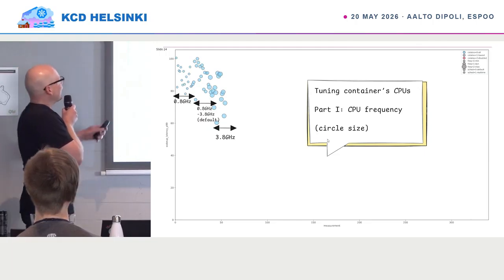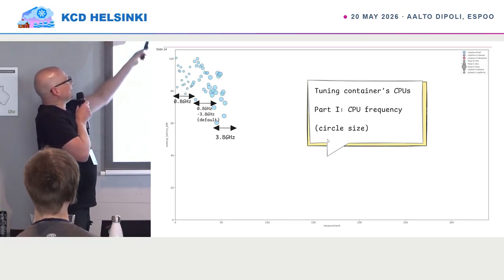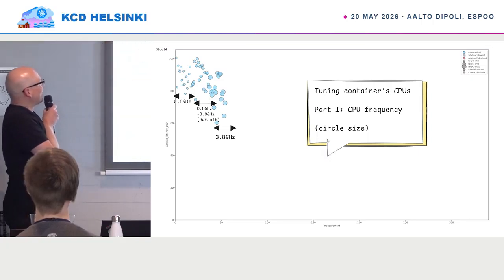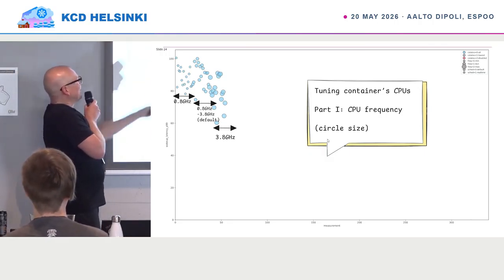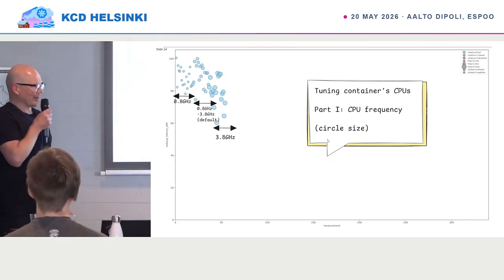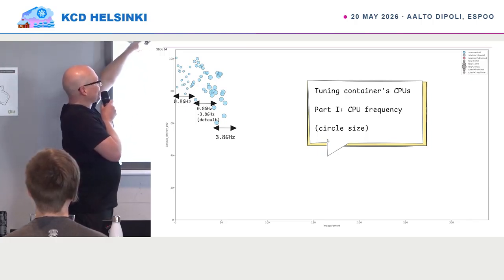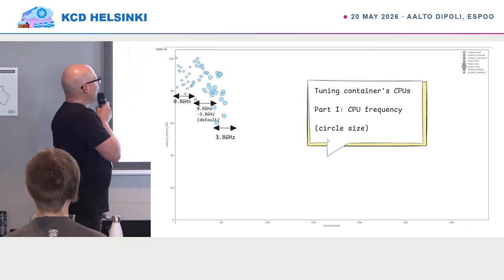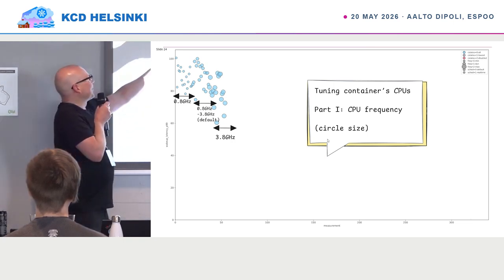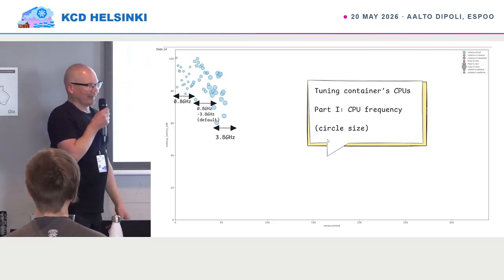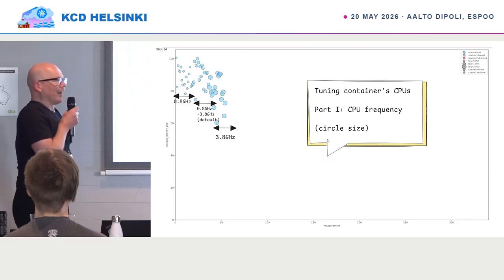So just out of curiosity, I have forced first the minimal CPU frequency possible. So it's 800 megahertz is the smallest circle. Mid-sized circle is the default where CPU frequencies are not limited in any way. So it has a full range. In this particular CPU where I was running, it was from 800 megahertz to 3.8 gigahertz. And finally, the biggest circle is where we have locked the CPU frequency to 3.8 gigahertz.